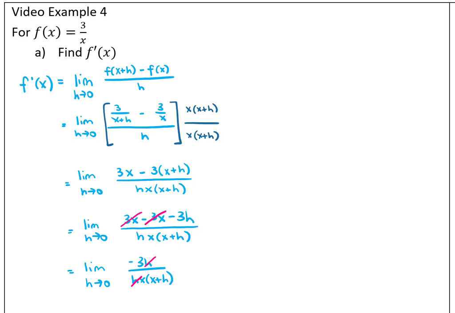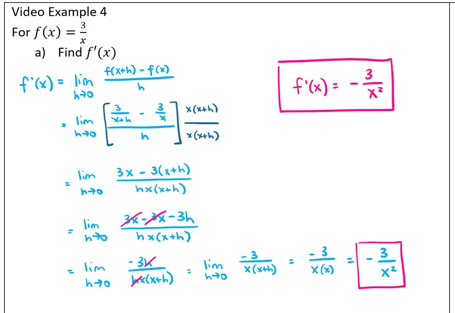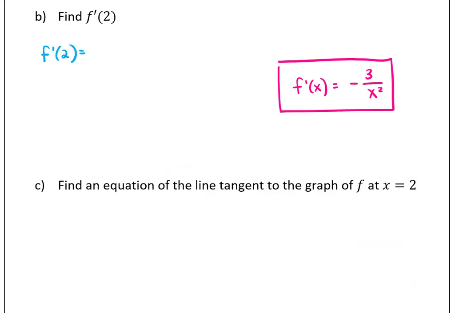because they are factors. Keep in mind that this is a rational function, so to find the limit, we can just plug in h equals 0 and see what we get. And since that h goes to 0, we get negative 3 over x squared. So our derivative of 3 over x becomes negative 3 over x squared. Let's use that to find f prime of 2. F prime of 2 would be negative 3 over 2 squared. In other words, negative 3/4.